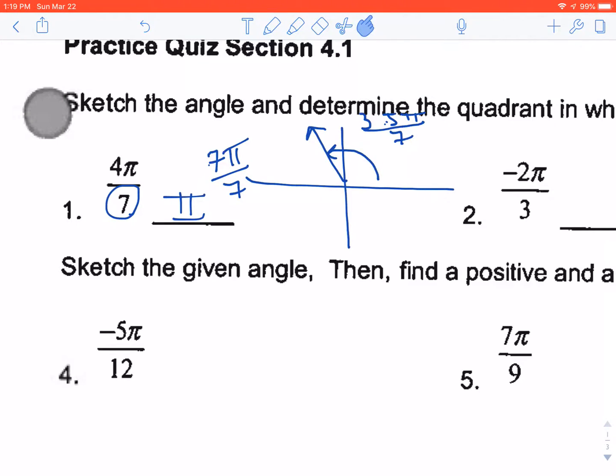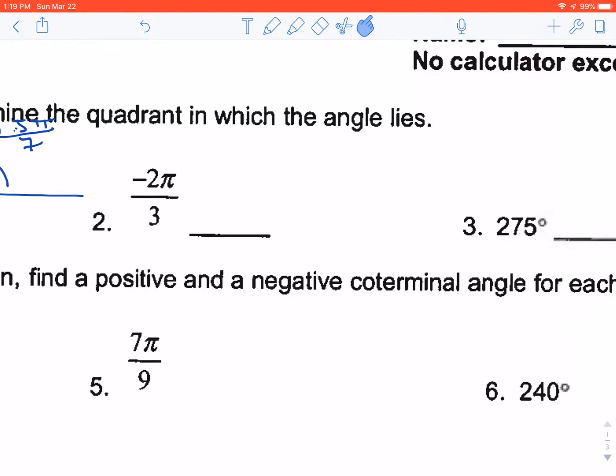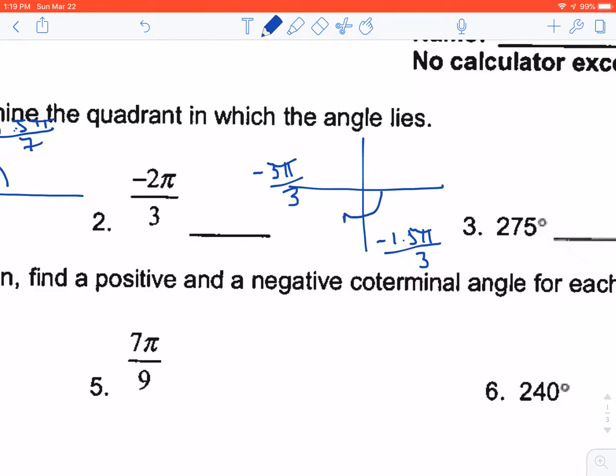Okay, negative 2 pi over 3, I'm going to do the same thing, but I'm going to build a negative roadmap, which means I'm going to go clockwise, and instead of negative pi, this is going to be negative 3 pi over 3, which means this would be about negative 1.5 pi over 3. Again, if I'm answering a question, I don't want a decimal and a fraction, but for my roadmap, that's fine to help figure out what quadrant that would be in, which is quadrant 3.